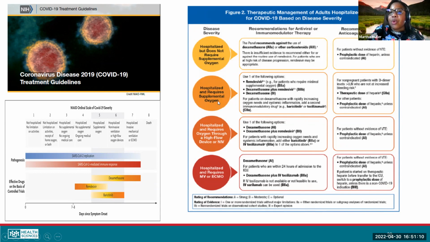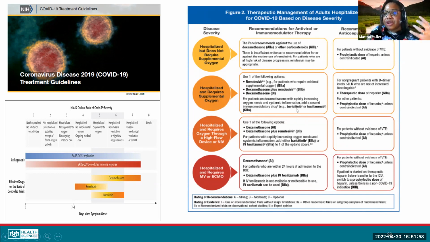If you're hospitalized and you require supplemental oxygen, you can either do Remdesivir alone, steroids alone, or both. From our standpoint, it's our practice and standard of care to do both. So we always start with dexamethasone and Remdesivir if now you have an oxygen requirement, okay? If you have a patient who is on steroids, or they can't be on steroids, and they have a rapidly increasing oxygen need, so their respiratory support is going up and they have evidence of systemic inflammation, you're going to want to add another immunomodulator, something like baricitinib or tocilizumab, right? So those are in that immunomodulator group.